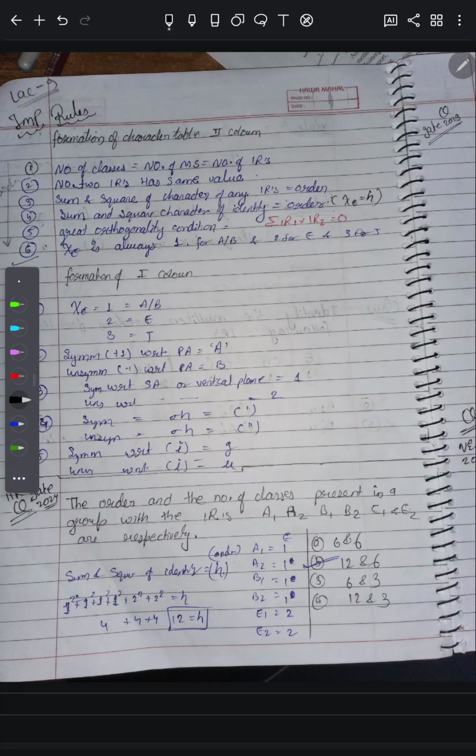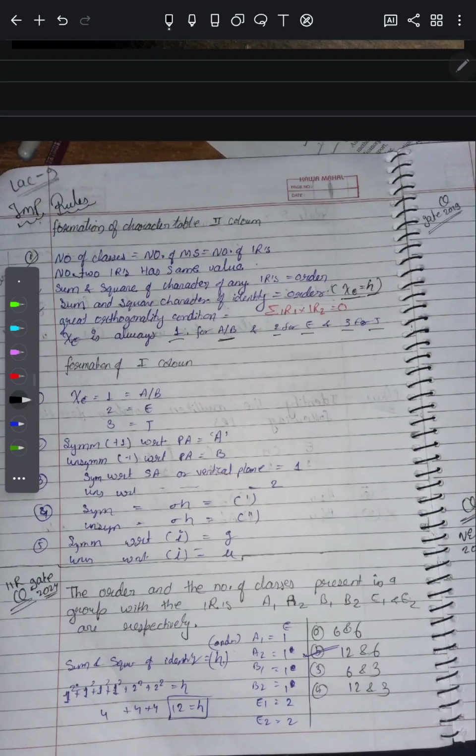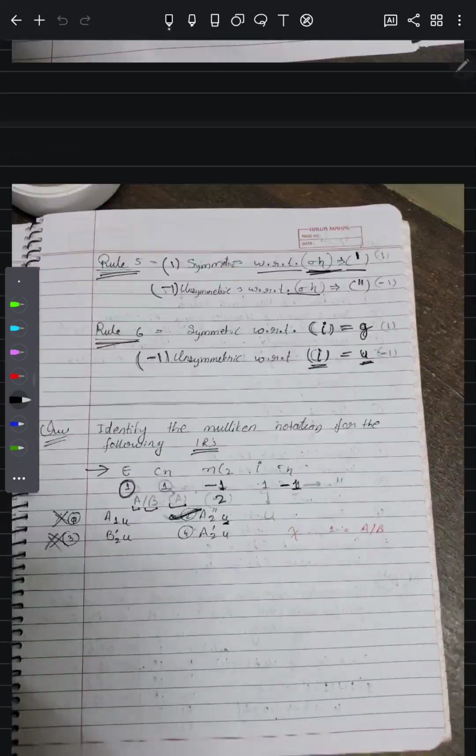And the fifth one is the great orthogonality theorem, or the great orthogonality condition, which is the summation of IR1 and IR2, the irreducible representations of first and second, is equal to 0. So these are all the important terms, or this is Σχ² = h, the order, and χ(E) is always 1 for A, 1 for B, 2 for E, and 3 for T, as we have discussed in our previous rule section.